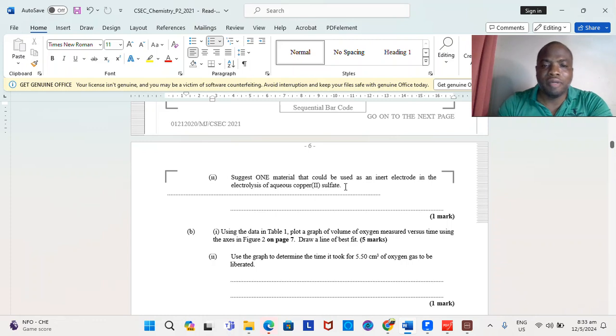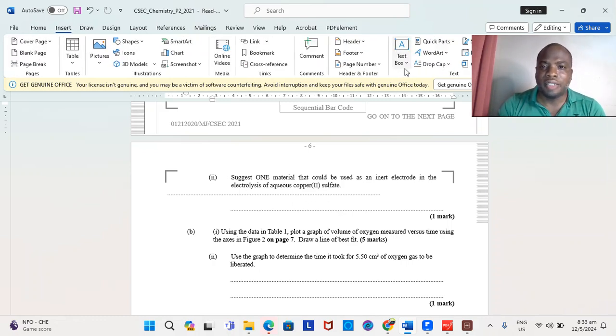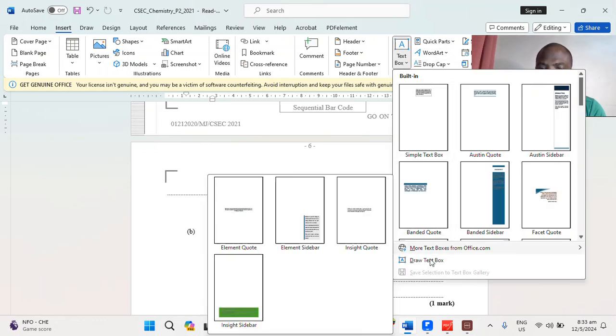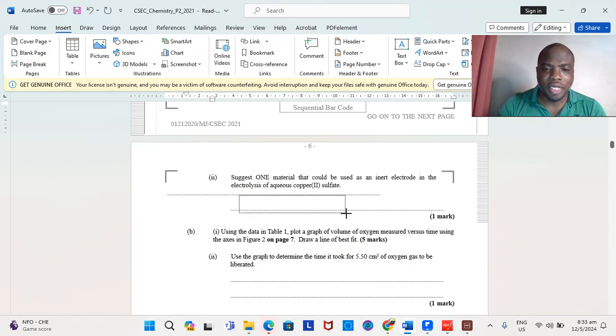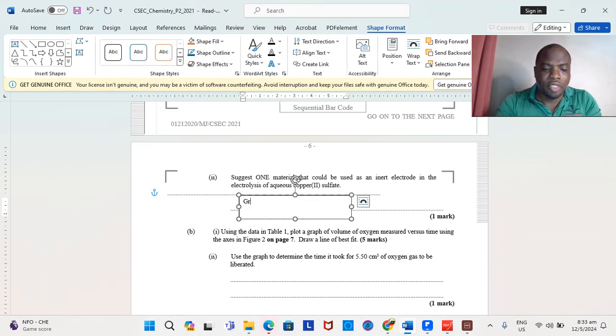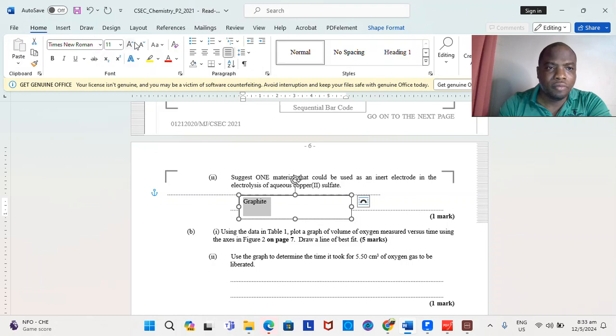So, name one material that could be used as an inert electrode in the electrolysis of aqueous copper(II) sulfate. And we just spoke about this. We would have indicated that graphite is one of those inert electrodes. Graphite. Let me just increase the size.